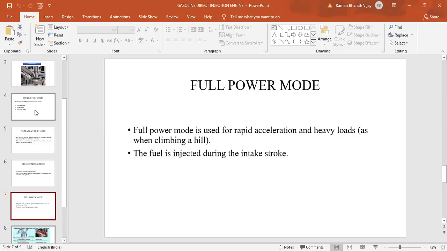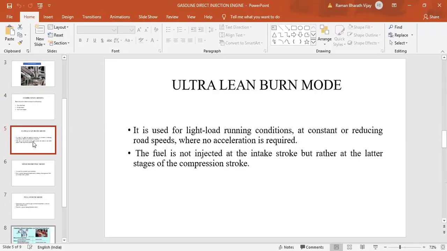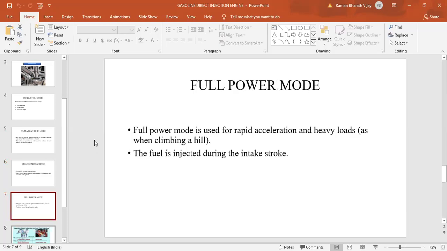I will again repeat, there are three combustion modes. The first mode is ultra lean burn mode. It is used at light load running conditions when the speed is constant or when there is no acceleration. Whereas stoichiometric is used at moderate load condition. In full power mode, when you climb a hill, the vehicle needs full power, so only full power is used here. So this is about the three modes.